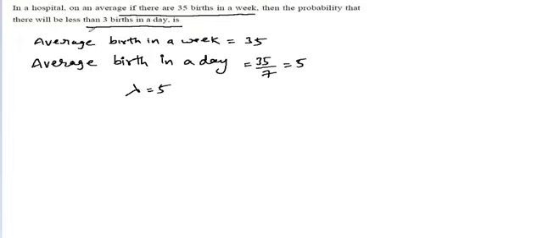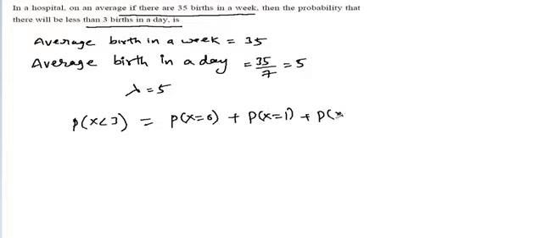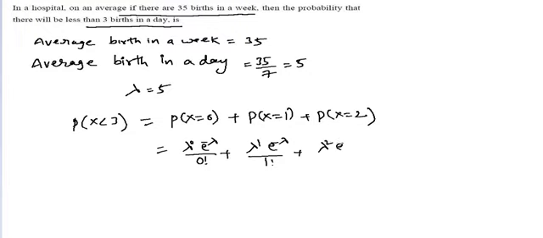So we find the probability that there will be less than 3 births in a day, that means P of X less than 3. That is equal to P of X is equal to 0 plus P of X is equal to 1 plus P of X is equal to 2. P of X is equal to 0 means lambda power 0 into e power minus lambda by 0 factorial, plus lambda power 1 into e power minus lambda by 1 factorial, plus lambda square into e power minus lambda by 2 factorial.